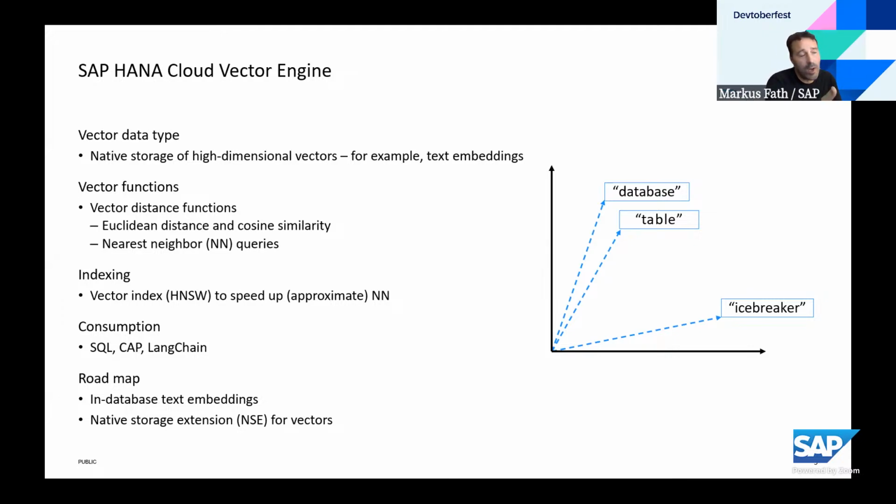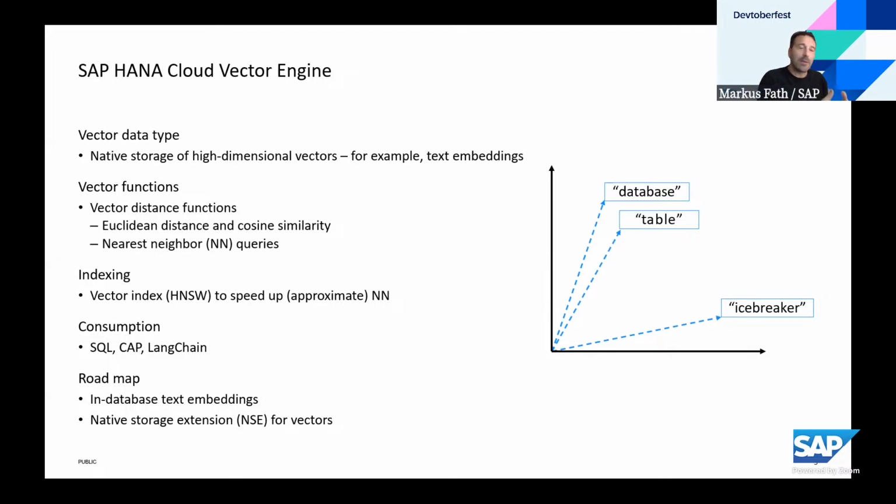A simplified way how that works is depicted on the right-hand side, where we see the text database and table and icebreakers and the corresponding vectors in a very simplified two-dimensional vector space. Now, a semantic search with the term database simply becomes a k-nearest neighbor search in that vector space. So if I search with a vector for database, I will find the vector representing table, but I will not find the vector representing icebreaker.